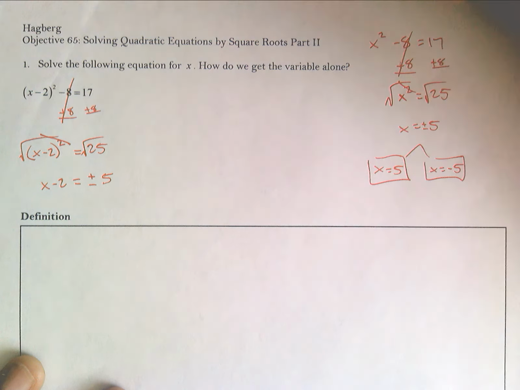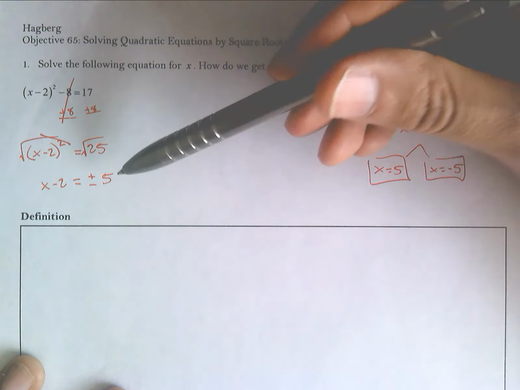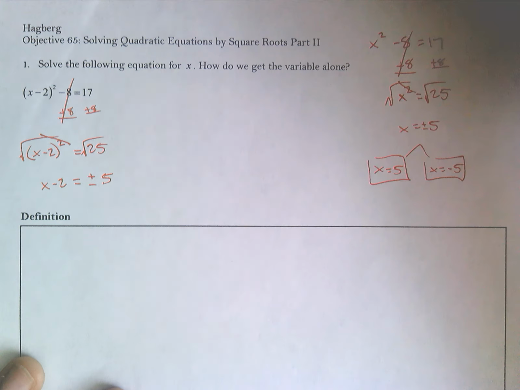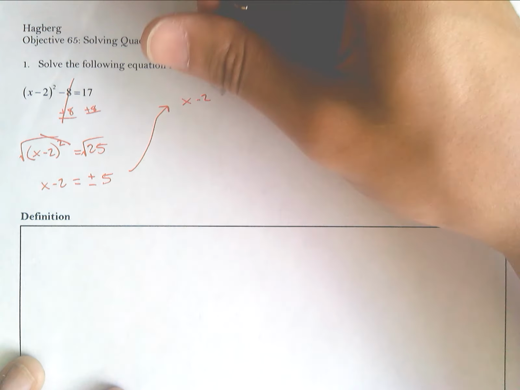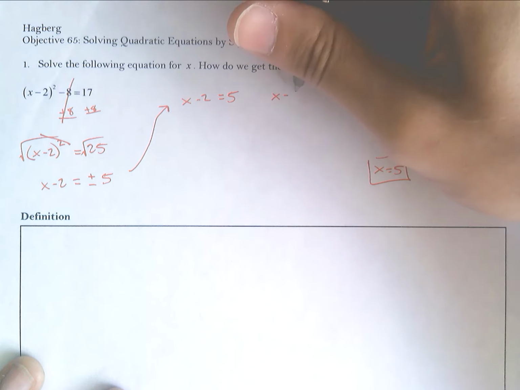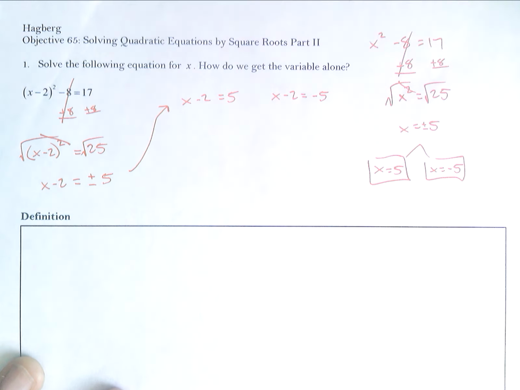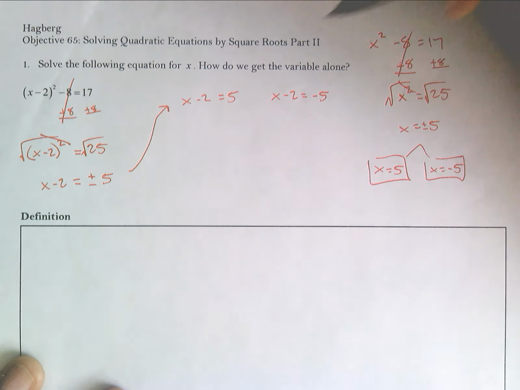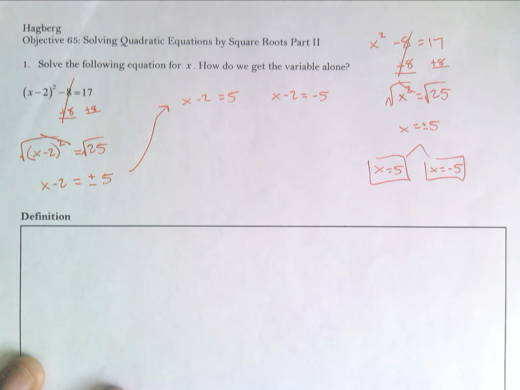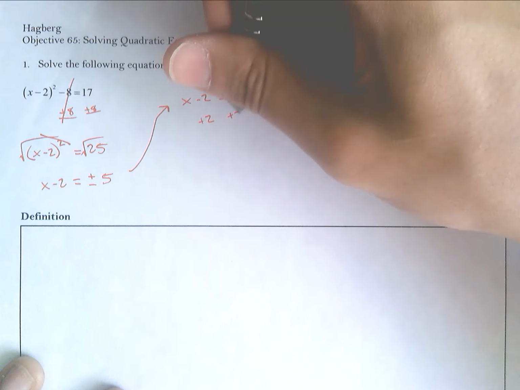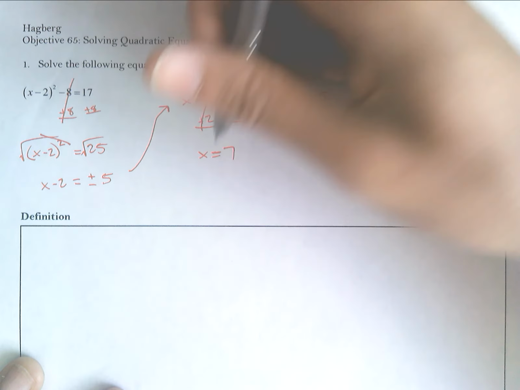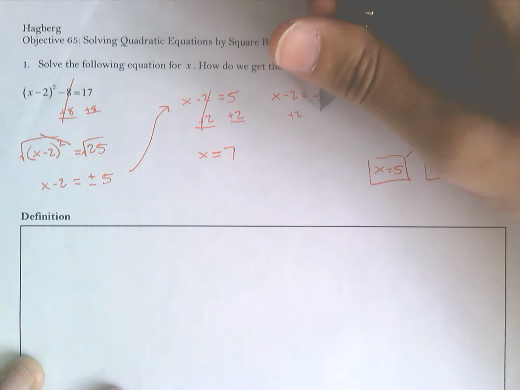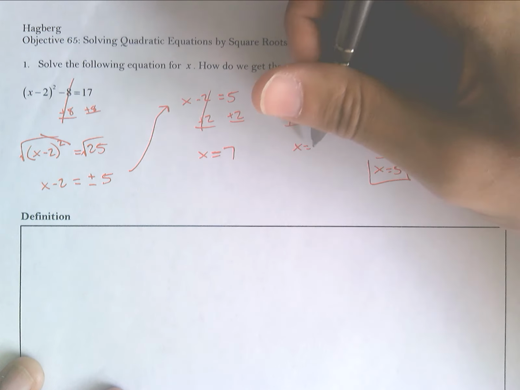Now, in order to solve this, see how we broke up our solution into two different equations? We're going to do the same here. So instead of x minus 2 equals plus or minus 5, we're going to say x minus 2 equals positive 5, and then x minus 2 equals negative 5. So we're going to choose both positive and negative 5, and we're going to set our equation equal to that. And then solving each of these, we've got plus 2 on both sides. So we have x equals 7. And then adding 2 to both sides, we have x equals negative 3.